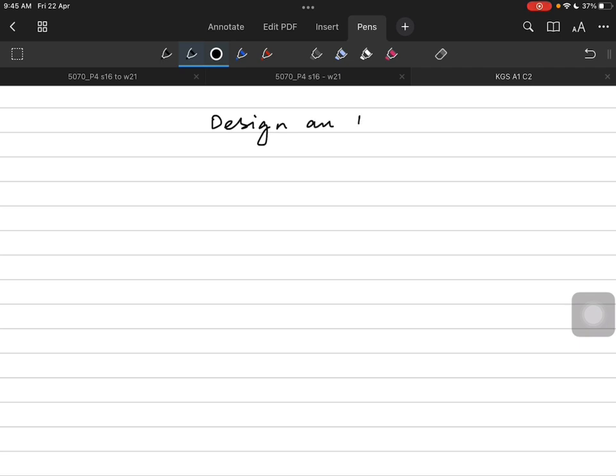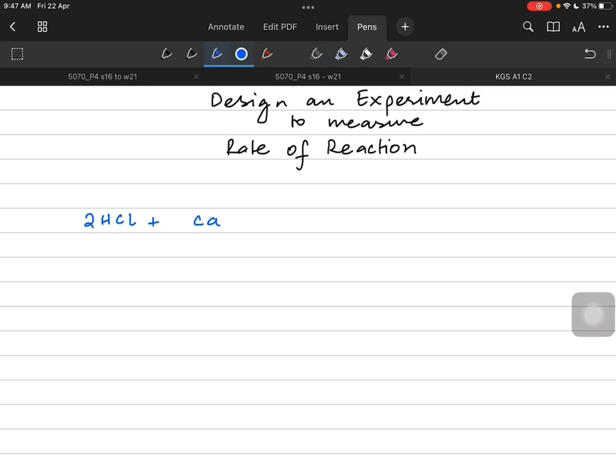Now, we have studied in the last few videos how we measure the rate of reaction. There was one method of rate of reaction measurement that we discussed in one of the previous videos. It was designing an experiment to measure the rate of reaction. Remember, we talked about a reaction between aqueous hydrochloric acid, obviously acids are aqueous, with solid calcium carbonate to produce calcium chloride, water, and carbon dioxide gas.